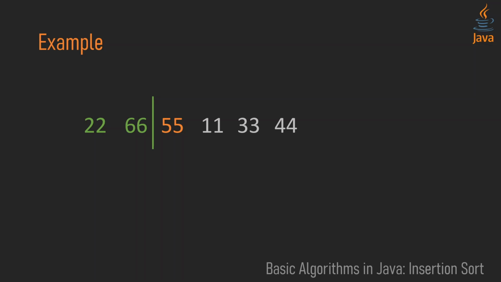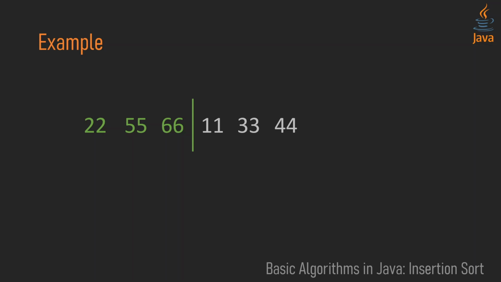Now we're trying to insert the 55 into the already sorted part. Now you can see that 55 is less than 66, so those two elements are swapped. Afterwards, 55 is compared to the 22, and because 55 is greater than 22, nothing happens, and 55 is at the right position.